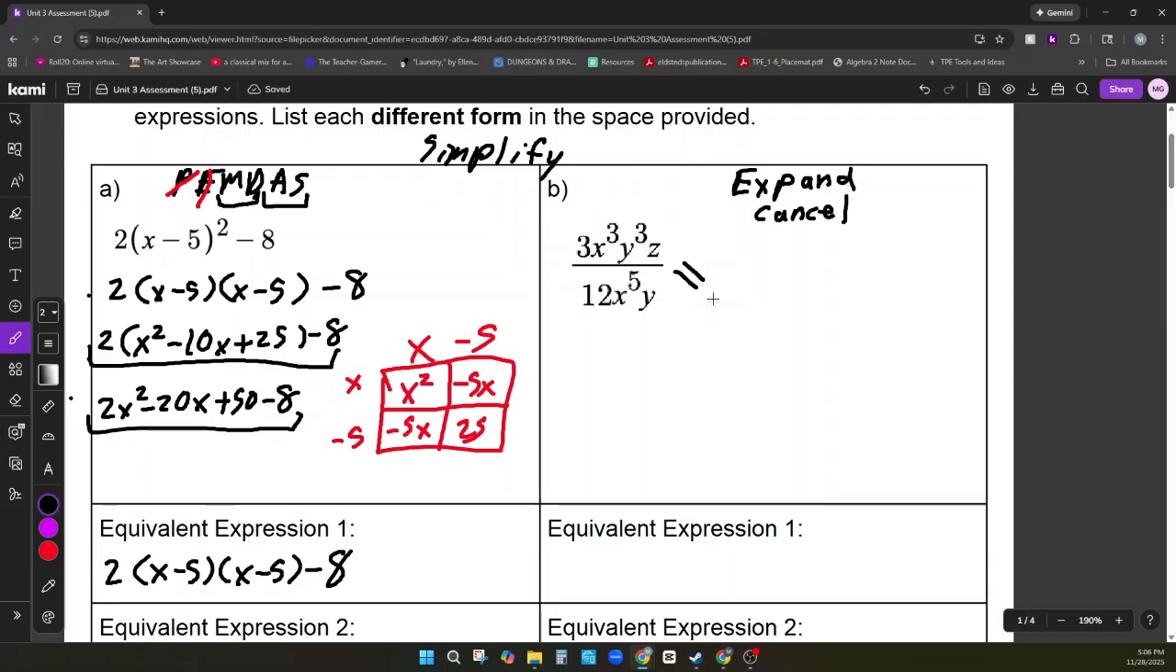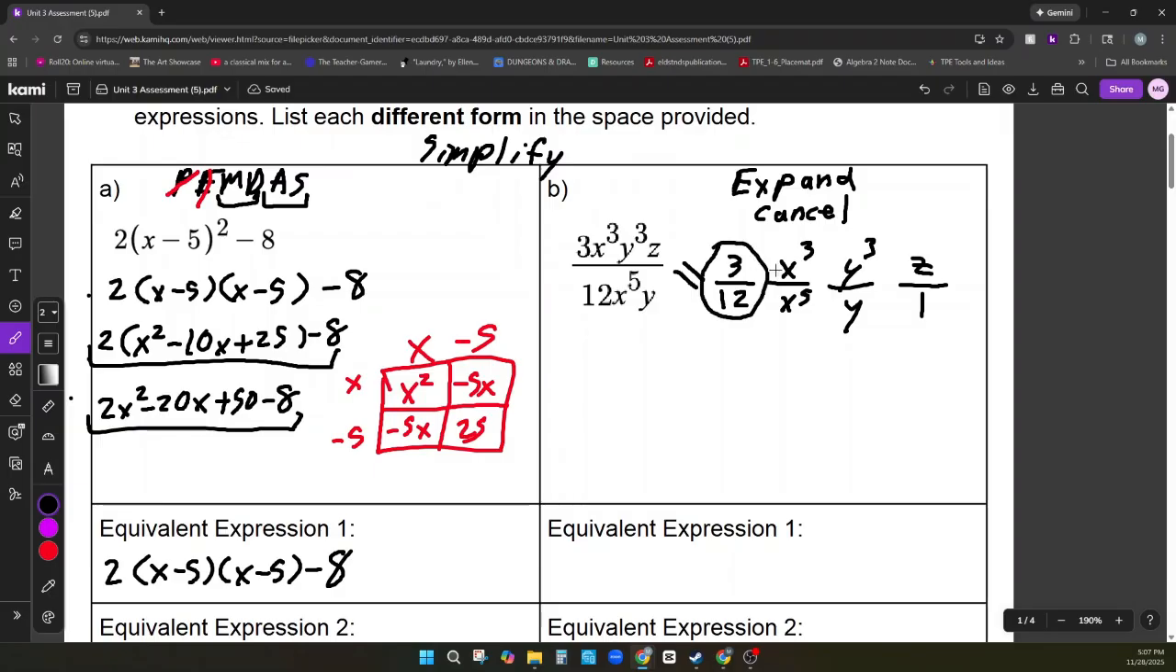So the way that I do that is by breaking up my components. I'm going to break up my number parts, this being 3 over 12, my x part, x to the third over x to the fifth, and my y part next, that being y to the third all over y, and z. There is no z in the denominator, so I'm just going to put it over 1. All I've done at this point is separate all my components so that I could then cancel to make this expression easier to work with.